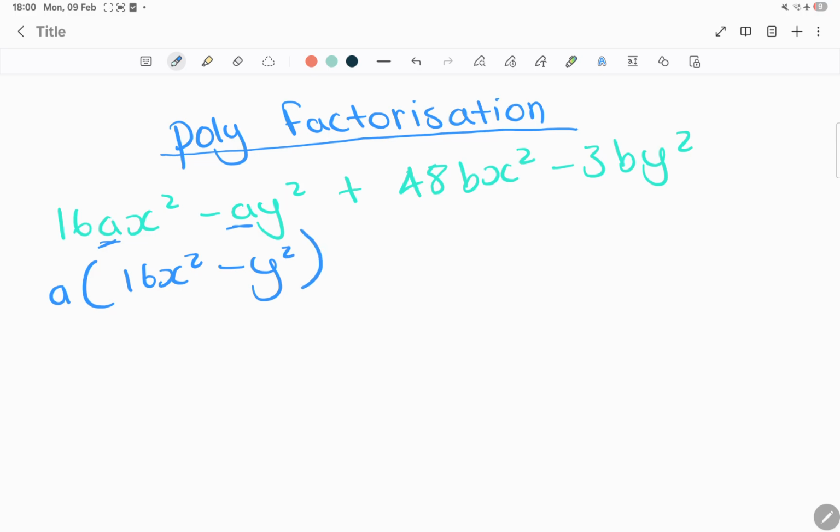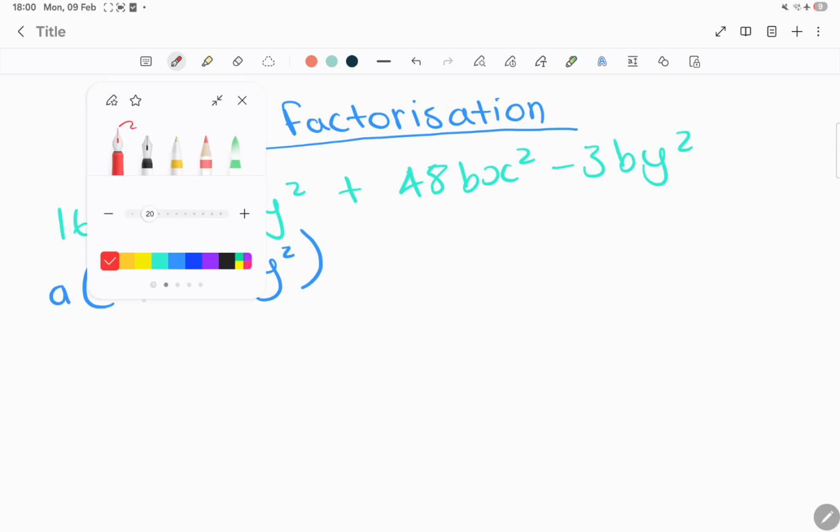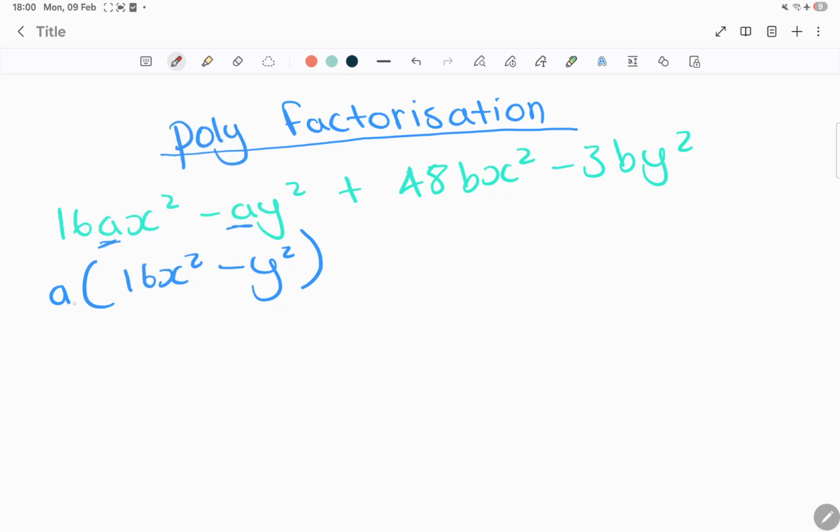Just a side note so that you can understand why and what's going on. Remember that if I were to say a times 16x squared minus y squared, it would give us 16ax squared minus ay squared. So do you notice that it gives us the same thing? All we are doing is grouping and putting them in brackets. That is the main goal of factorization. We're just grouping things. We're making them easier to read. We're making them less complicated. And hence I was able to pull out the a.